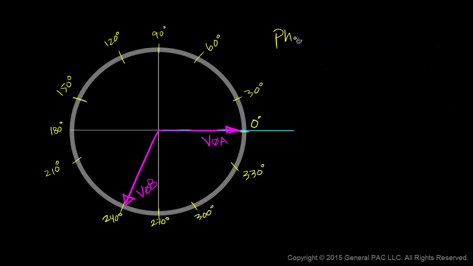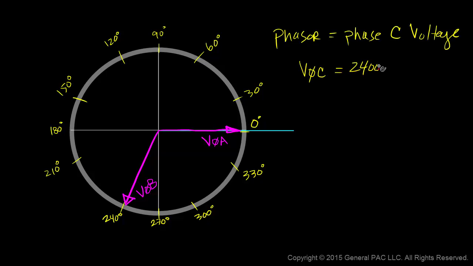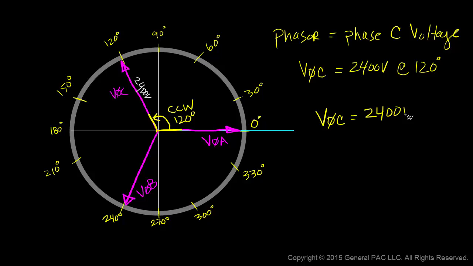We'll draw the last phasor and call it phase C voltage. We'll assume that the phase C voltage equals 2400 volts at 120 degrees. So for phase C voltage, we're going to start at the origin, draw a line toward the 120 degree mark and stop here. The magnitude of phase C voltage is 2400 volts, and the angle between the reference line and phase C voltage in the counterclockwise direction is 120 degrees. So mathematically, we'll represent this phasor as phase C voltage equals 2400 volts at 120 degrees.